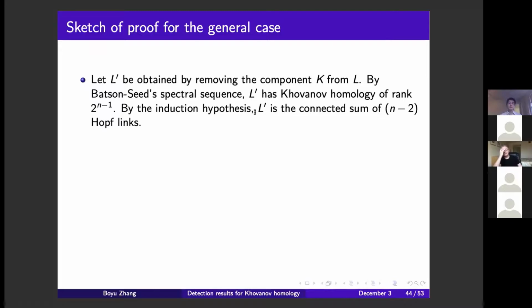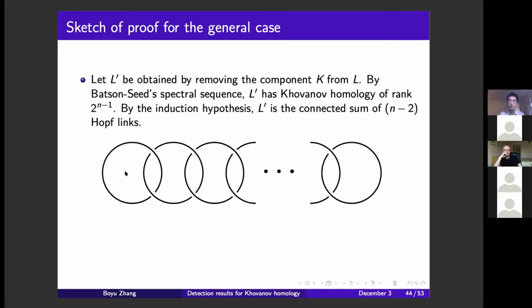And now we look at the complement of the component K. So let's call L prime the complement of K. Then, again by some spectral sequence, we know that L prime achieves the lower bound on the rank of Khovanov homology. So by the induction hypothesis, L prime must be given by connected sums and disjoint unions of Hopf links. But a further combinatorial argument can show that L prime has to be the connected sum of n-1 Hopf links. Because if L prime is anything else, we can always throw away some components from L prime to obtain a smaller counterexample using the Kauffman formula. So in other words, L prime is the link that looks like this.